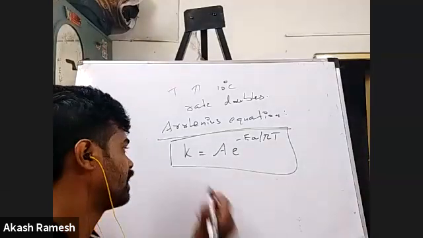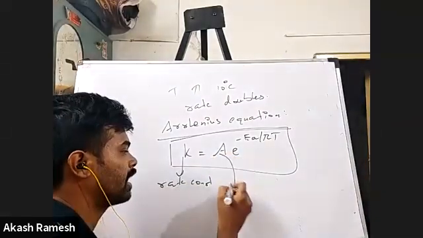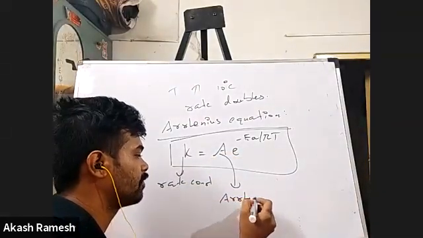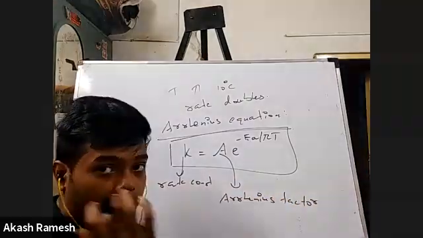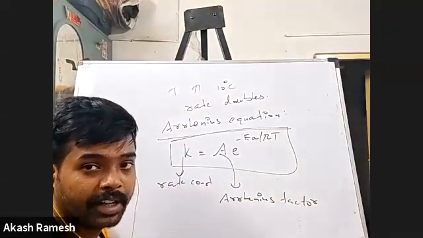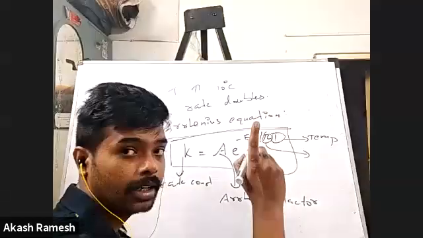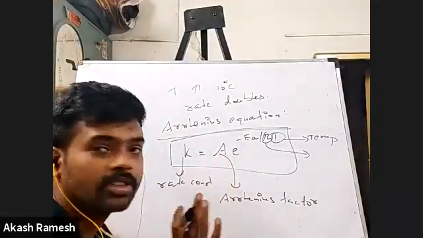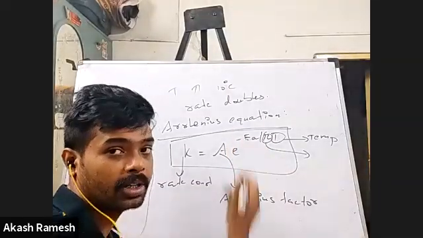So K is the rate constant, and this A is what is called the Arrhenius factor or Arrhenius constant. That will be given in the question. Again, that depends on the reaction. If the reaction changes, my A value changes. T is the temperature. R is the gas constant, and I'll tell you where the energy comes in. This EA which I'm writing here is called the activation energy. We'll speak about it more.